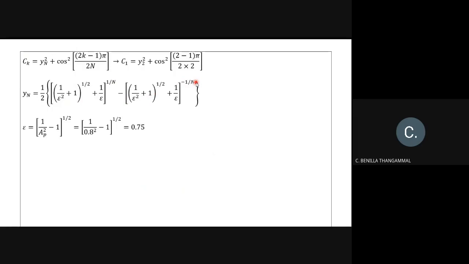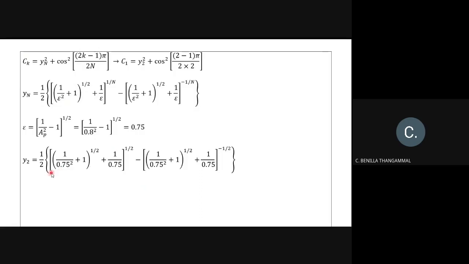So now we'll be finding your epsilon value. Epsilon is (1/0.8² − 1)^(1/2), which is equal to ((0.8)^(−2) − 1)^(1/2). So the value will be 0.75.